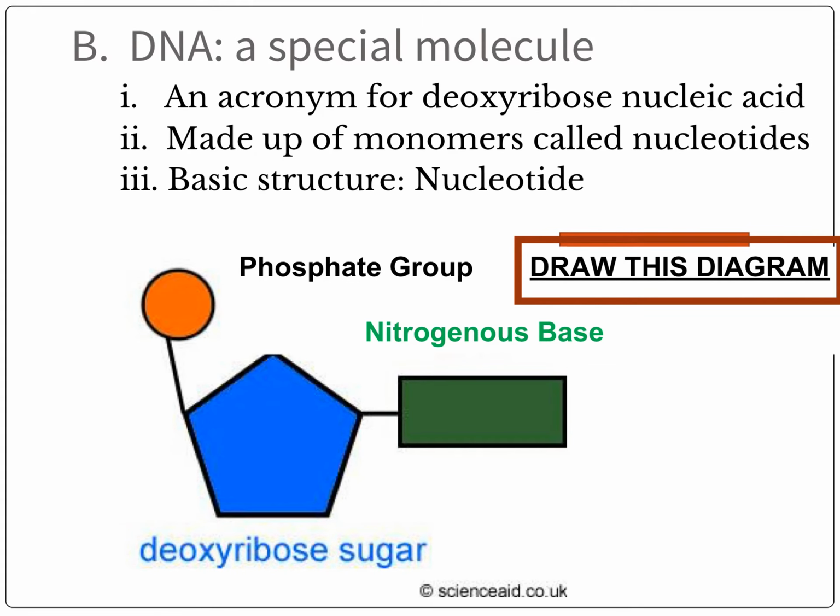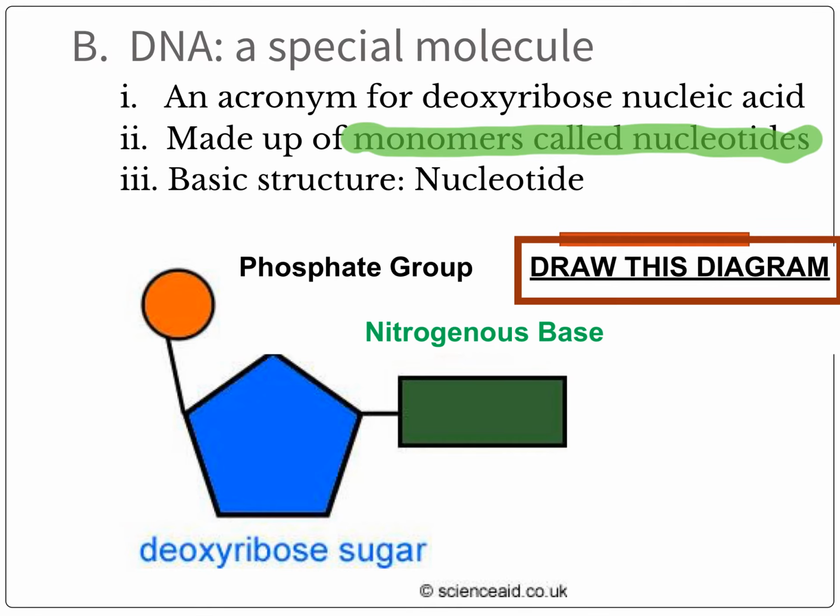So DNA is a very special molecule, and we're starting with the basic structure of DNA. If you remember back to the macromolecule unit, nucleic acids are composed of a monomer called nucleotides. So this is a nucleotide. This is one building block that, when stacked up, becomes DNA.